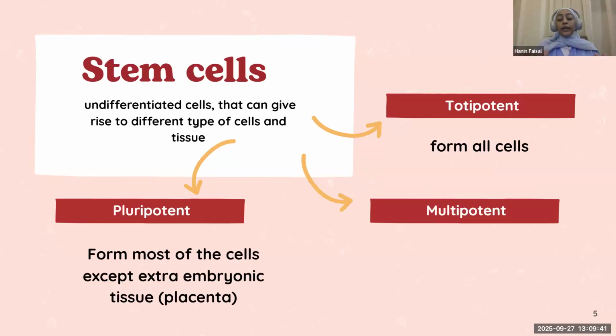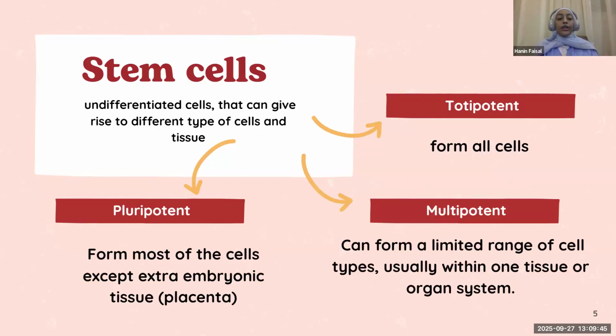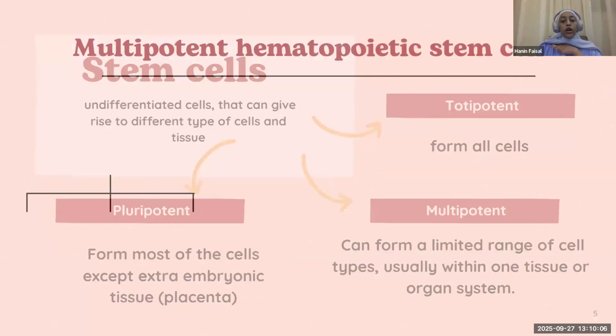It's more limited than the pluripotent and the totipotent, and it will only give rise to a specific type of system. So, for example, you have a multipotent hematopoietic stem cell, meaning that it can give rise to cells that are only related to the blood, like red blood cells, white blood cells, and so on. So it's more related or limited to one specific organ system. This is the multipotent, while totipotent is the one that's going to form everything, all the cells.